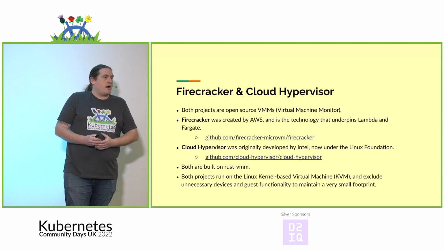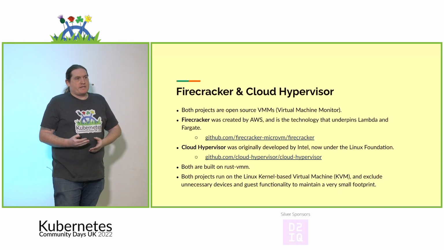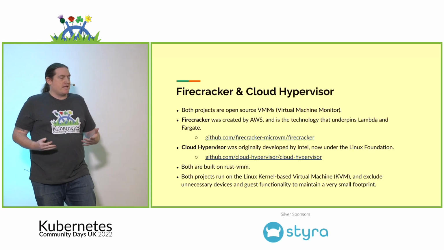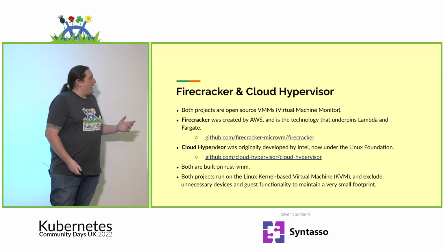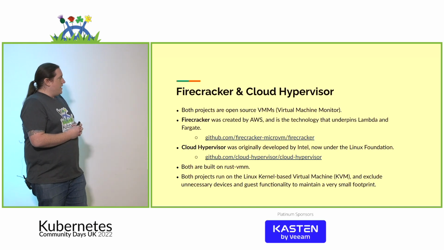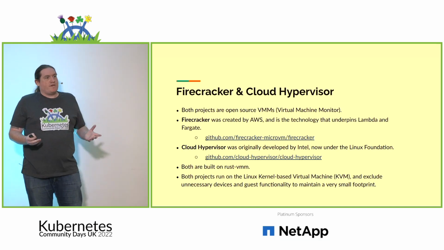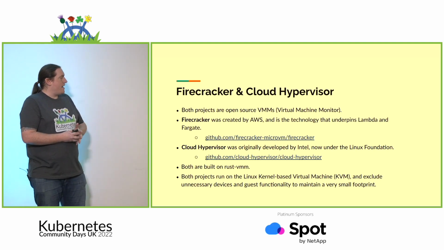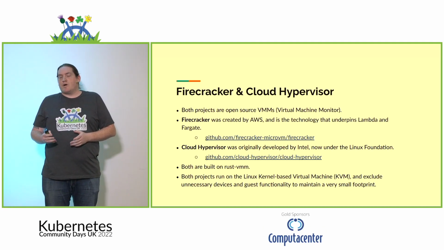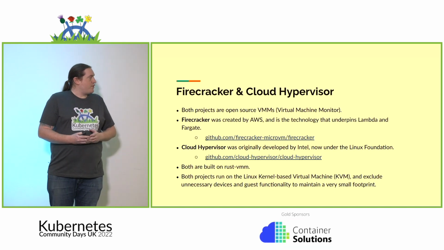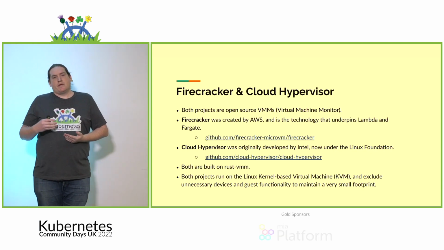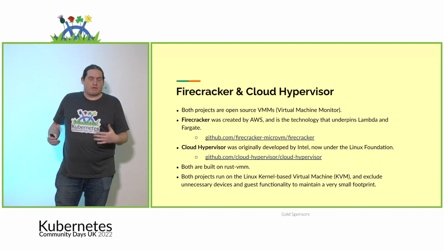Firecracker and Cloud Hypervisor are virtual machine monitors. Firecracker is an AWS open source VMM. It's the sort of thing that powers Lambda and Fargate. And Cloud Hypervisor is something that was originally developed by Intel. Both of them are built on the Rust VMM package, and both products use the KVM. I think Cloud Hypervisor even includes support for the Microsoft Hypervisor as well. They both have the same idea. They are reduced footprints, limited attack surfaces, built for the purpose of running cloud-native workloads.